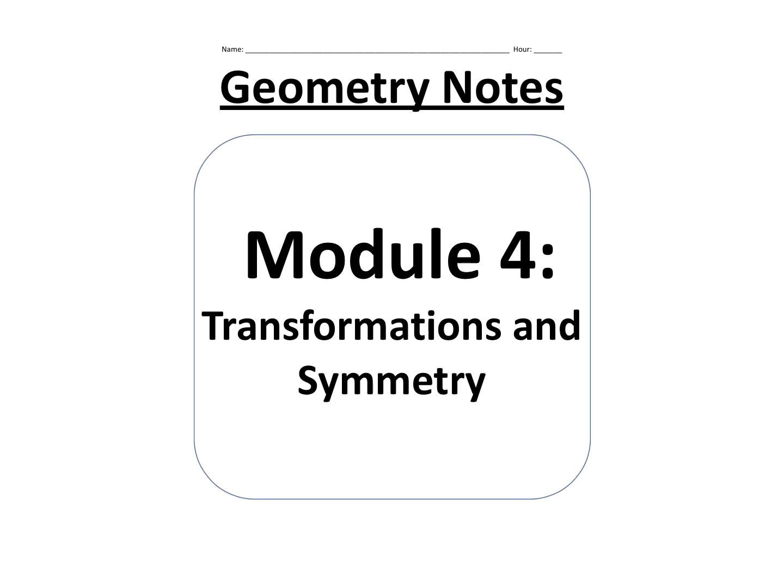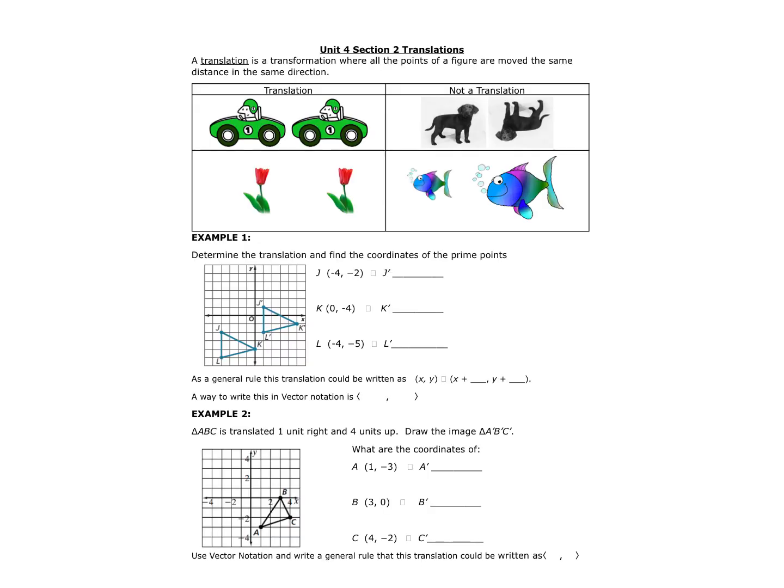All right, today real quick, we are going to go over the notes for the next transformation that we're going to talk about in this unit, and that is translations. A translation is any transformation where all the points of a figure are moved the same distance in the same direction. So if you look here, we got some examples of translations. They're just like a slide to the left or right or up or down. So we've got this race car, it slides to the left. We've got the rose that it's slid over.